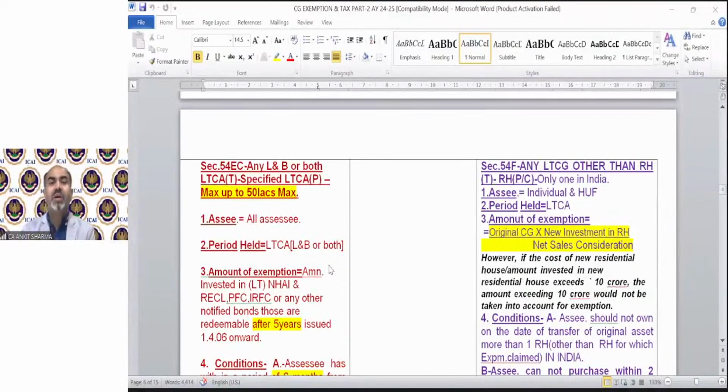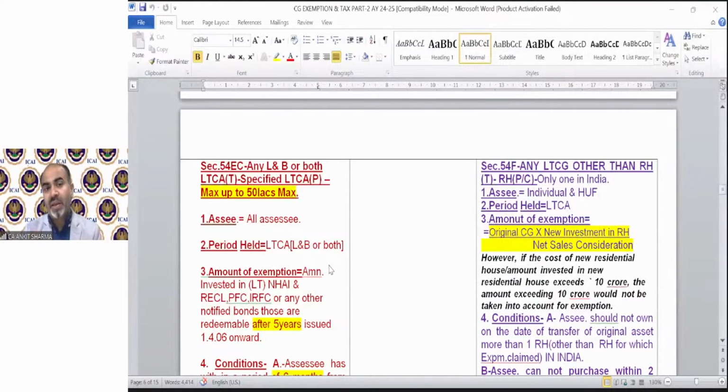So in section 54, the maximum exemption limit is 10 crore. In section 54EC, the maximum exemption limit is 50 lakh. So in section 54B and 54D, there is no such restriction regarding the exemption limit till now.